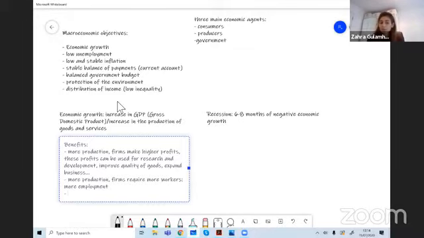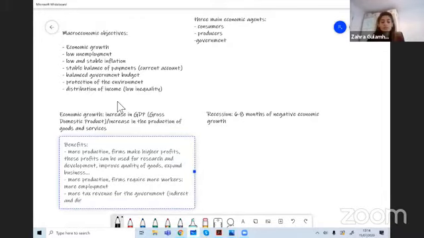Why is more employment good? We're going to look into it under our second macroeconomic objective. So you've got more production, firms require more workers and therefore more employment. Remember, when there's more production and more employment, we also have more tax revenue for the government through both indirect and direct taxes.